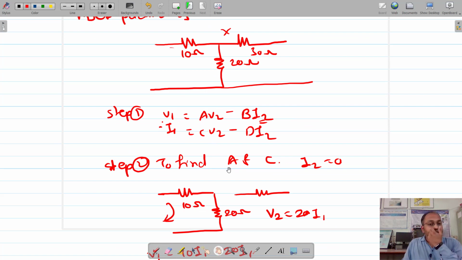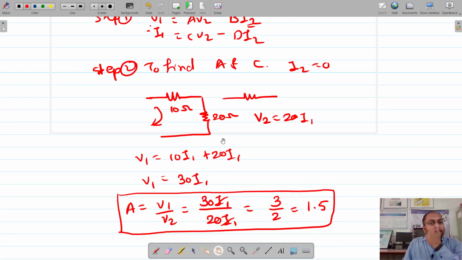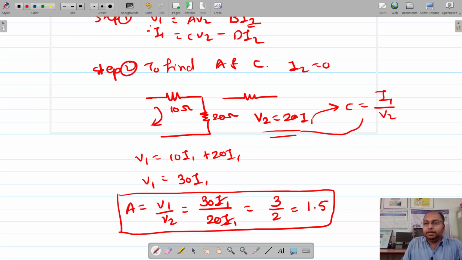So what is C? C is nothing but C is equals to I1 divided by V2. From this equation only we will be getting C. C is nothing but what? I1 divided by V2, right? So let us rearrange this equation in such a way that I will be getting this kind of factor. V2 is equals to 20 I1, therefore I1 by V2, so 1 by 20 is equals to I1 by V2, isn't it?